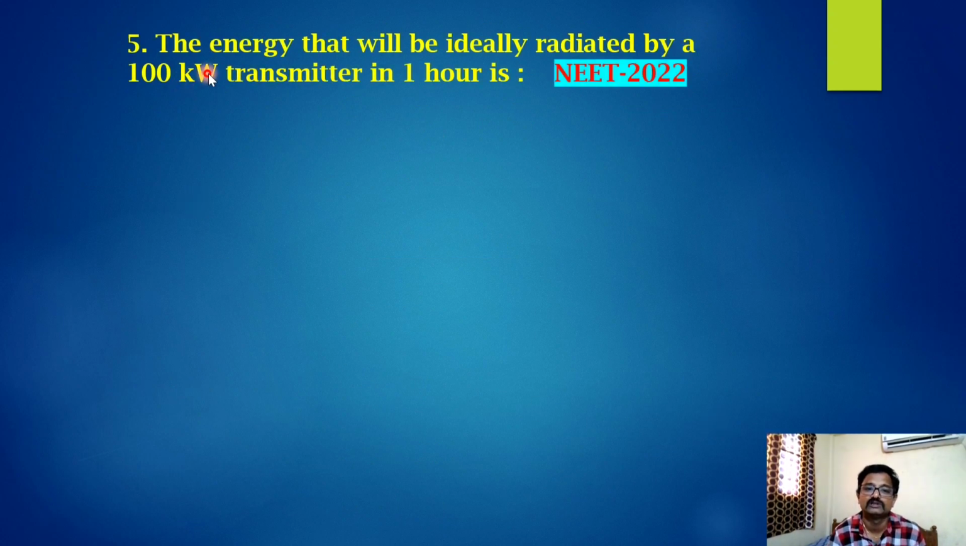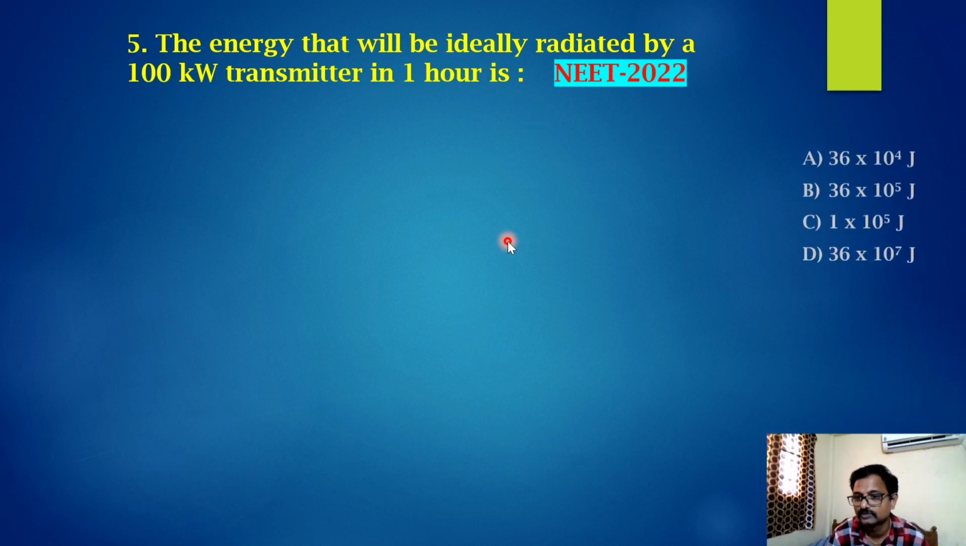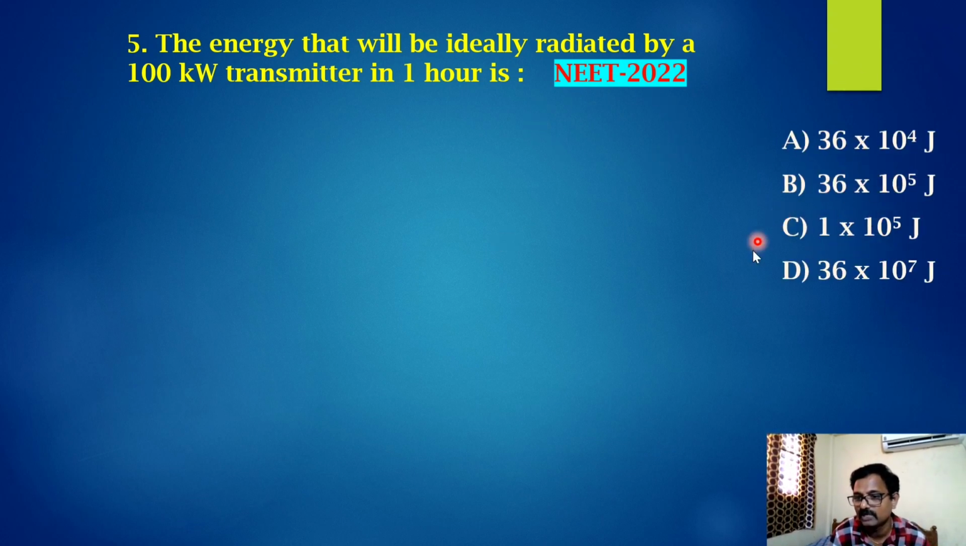Now the fifth question. The energy that will be ideally radiated by a 100 kilowatt transmitter in 1 hour is. So we have to calculate the energy radiated by the transmitter if its power is 100 kilowatt in 1 hour. It was given in NEET 2022. Here are the options. From these options we have to identify the correct one.